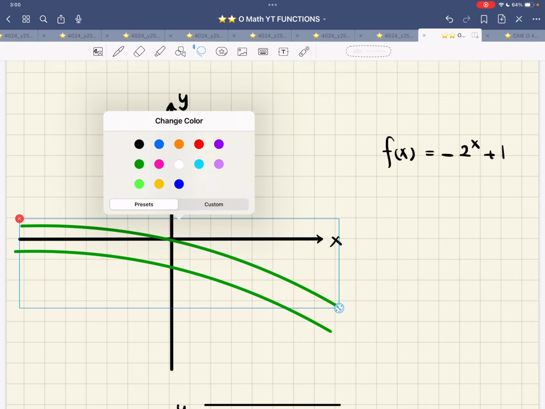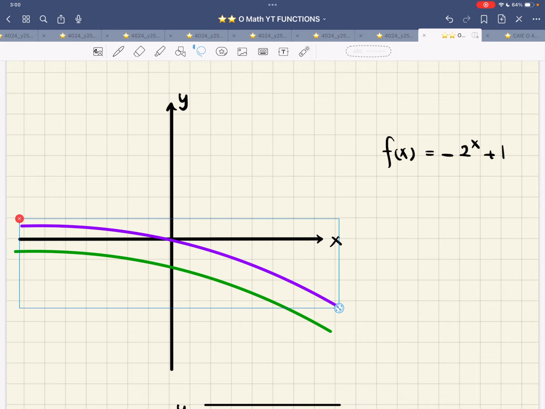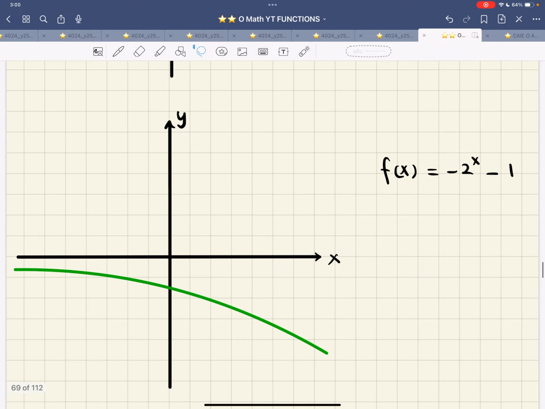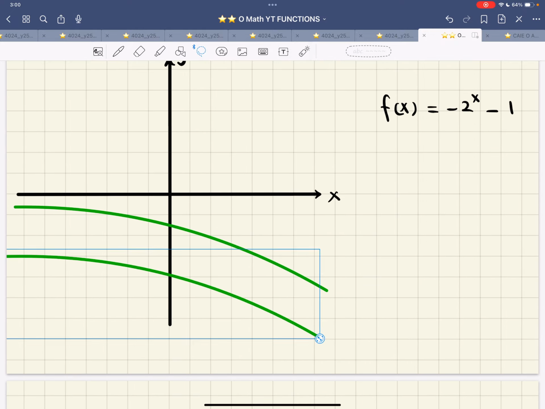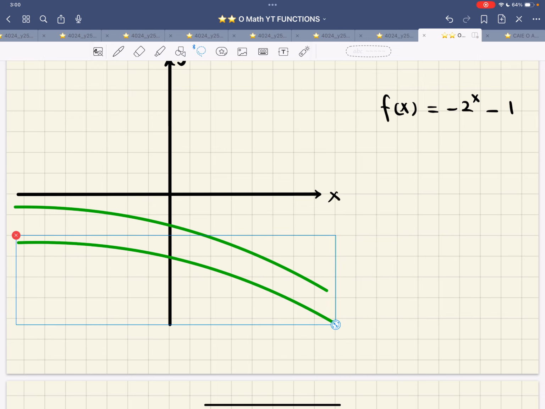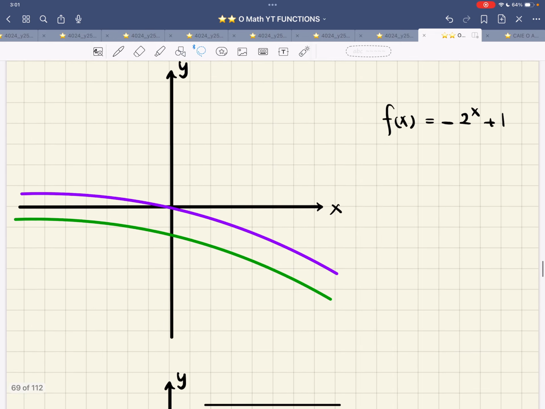Just change the color to purple. Okay. And the same thing over here. Negative 2x, negative 1. Something like this. And change the color to purple again. So now let me write it down.